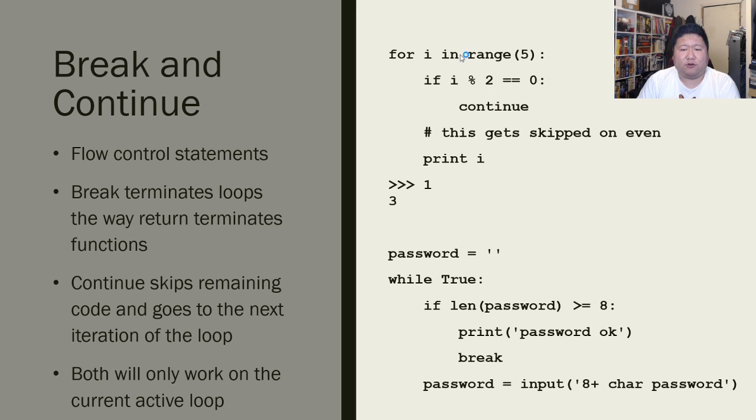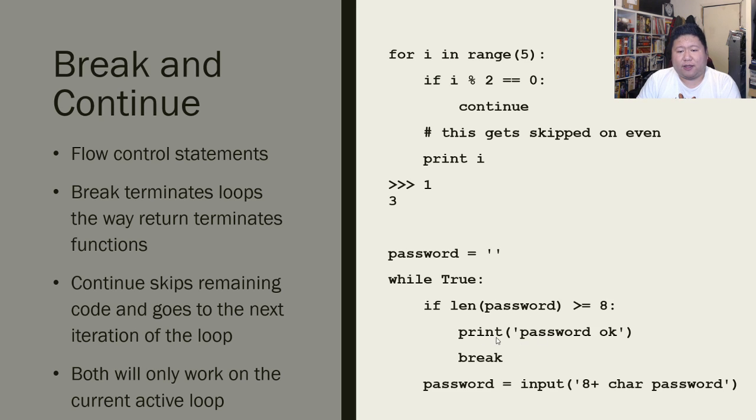Otherwise, if I do find an odd value: 0 goes through, 0 mod 2 is equal to 0, continue, skip this print statement. Then 1 mod 2 is equal to 1, so I skip the continue and execute this one, so print out 1. Then 2 does the same thing, hits the continue, skips this, and it'll keep going and print out 1 and 3. All right, so this is using continue. It just skips whatever's after the continue statement and then goes to the next iteration of the loop. That's what's always going to happen with continue.